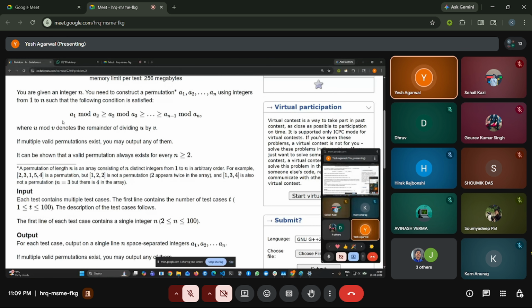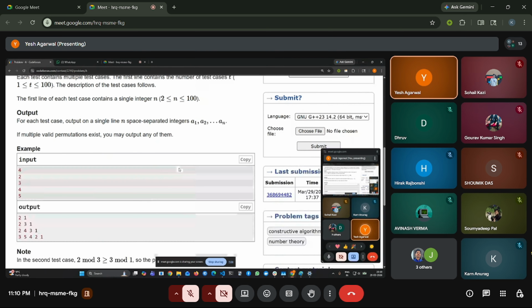So if we print it in descending order from n to one, it should satisfy the condition, right? Let's say n, then n minus one. So n mod n minus one is one. N minus one mod n minus two will be again one, since greater than or equal to is allowed. You can continue doing this, and at the very end, there will be 2 mod 1, which is just 0, since lesser than is also allowed. So it will work fine.